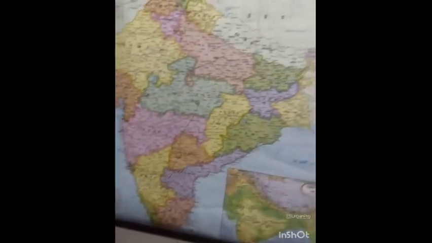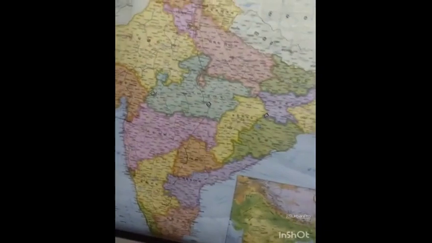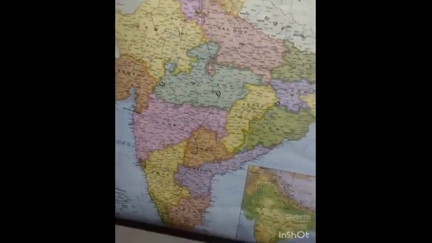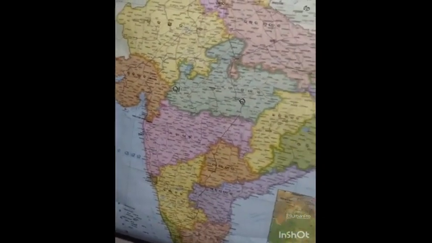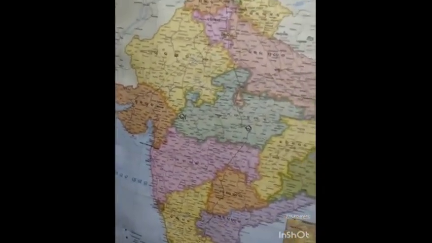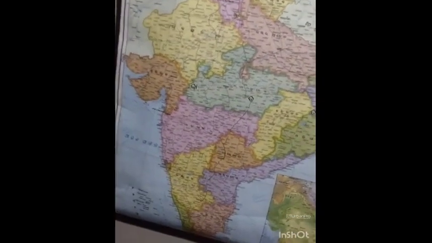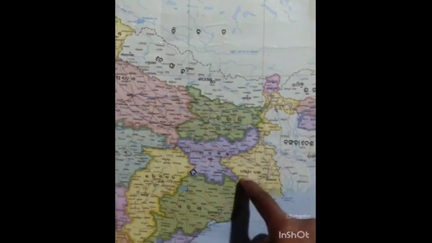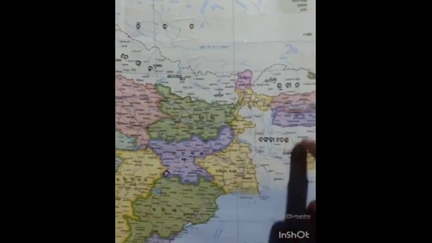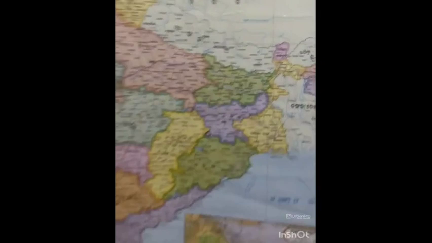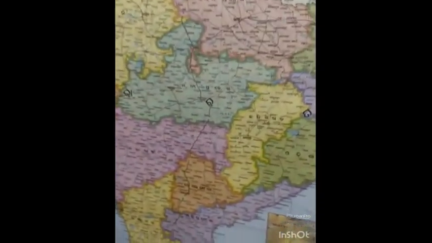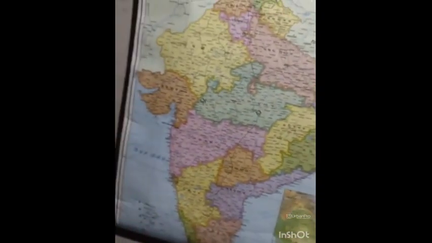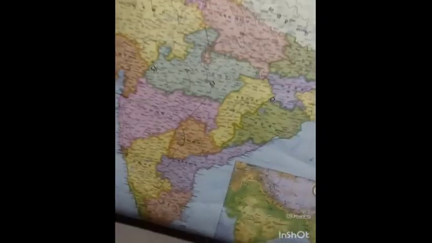Third is modern. Now it is modern India and British ruled 250 years to us. So British India was divided into three presidencies. This is called Bengal Presidency. Nowadays it is Paschim Bangal, Bangladesh and Assam. And second is Madras Presidency. Third is Bombay Presidency. Main is Bengal Presidency is the main.